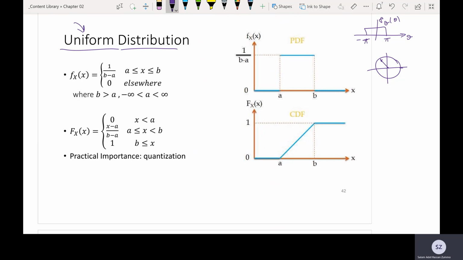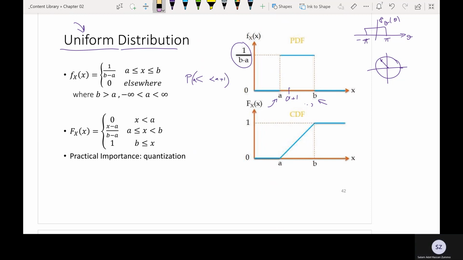Why is it uniform? Because it's equally likely that it takes any value between the maximum and the minimum of its range. So in general, the PDF looks like this. It goes from A to B. So the minimum is A, the maximum is B, and the area under the curve has to be 1. So the amplitude will be 1 over B minus A. So if you ask yourself now, what is the probability that X is between A and A plus 1?